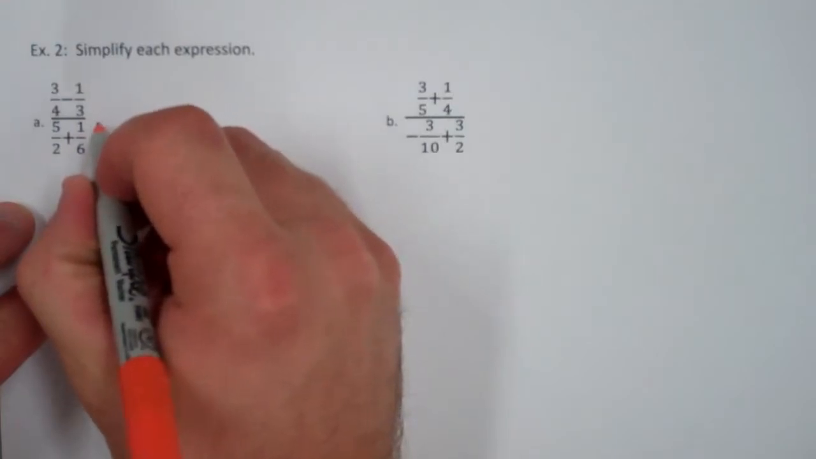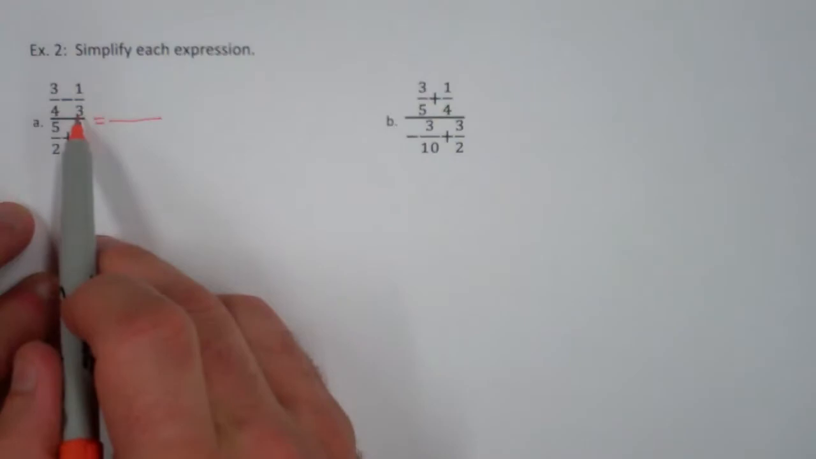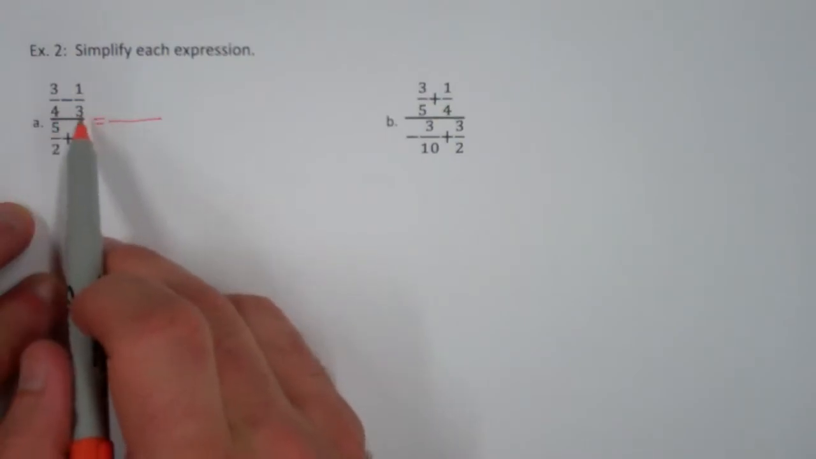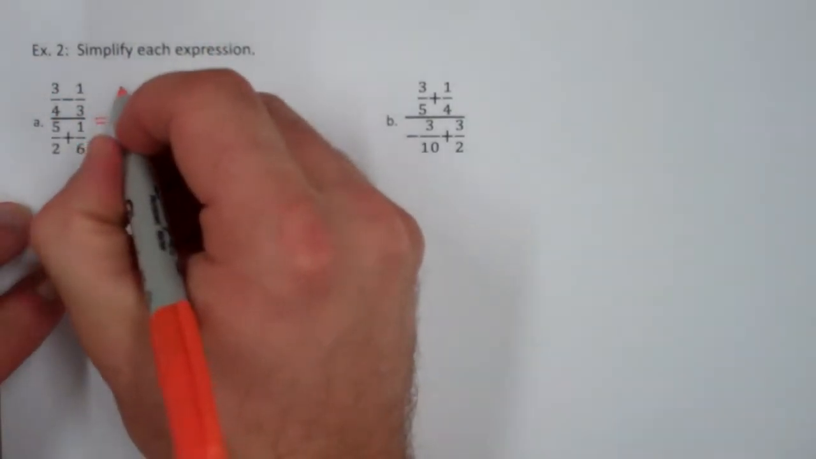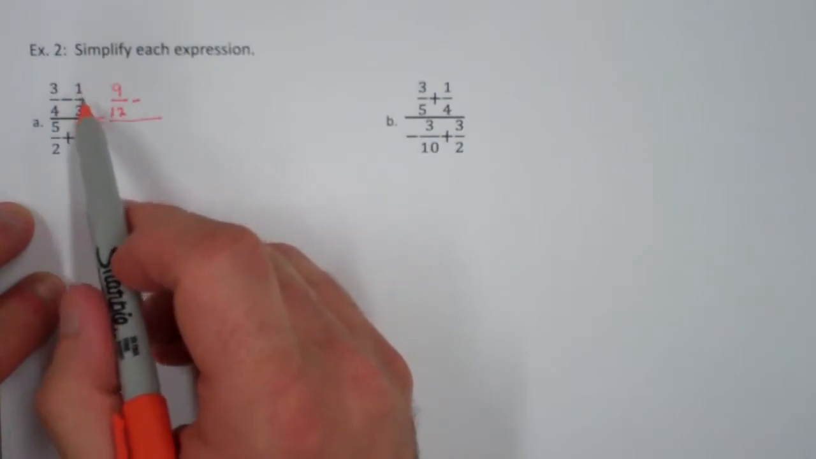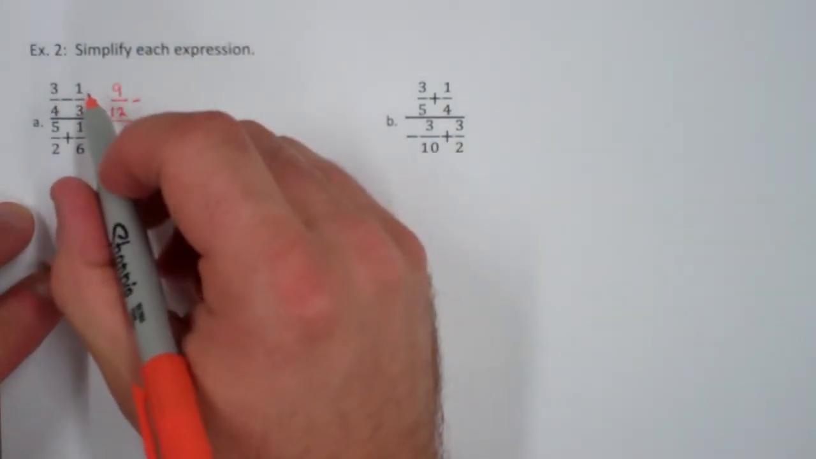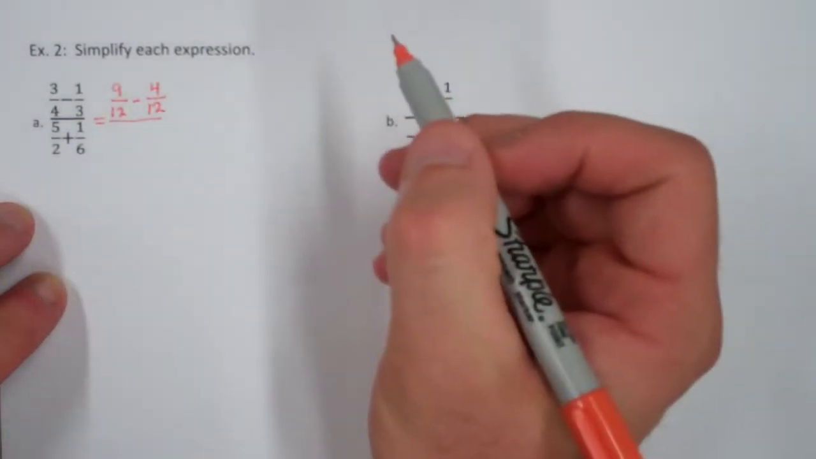So first of all, if I look at the numerator, I've got 3 over 4 minus 1/3, and I can't do that operation right now. I need to multiply this fraction by 3 over 3, so we're going to get 9 over 12. And then this one will be 4 times 4, or excuse me, 1 times 4, which is 4, over 3 times 4, which is 12.